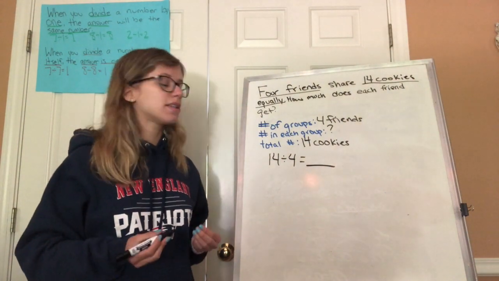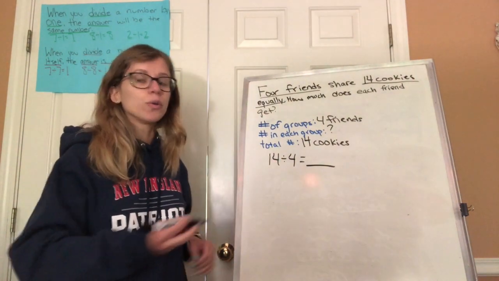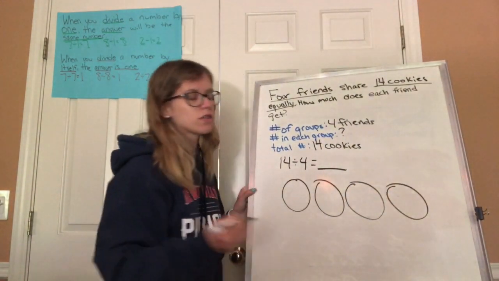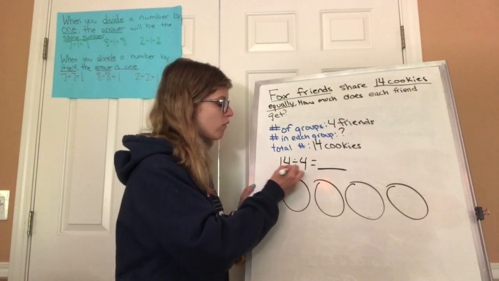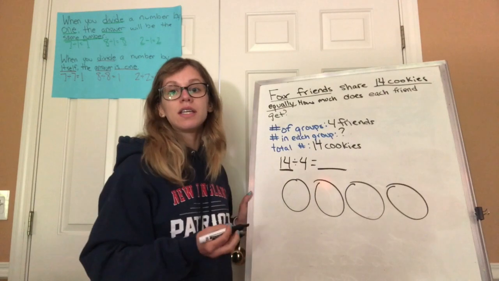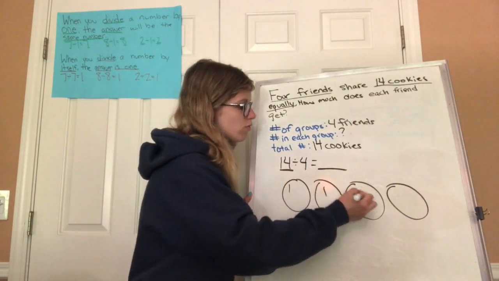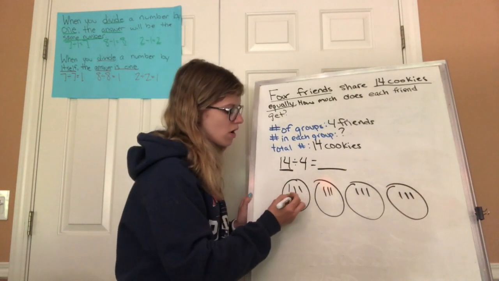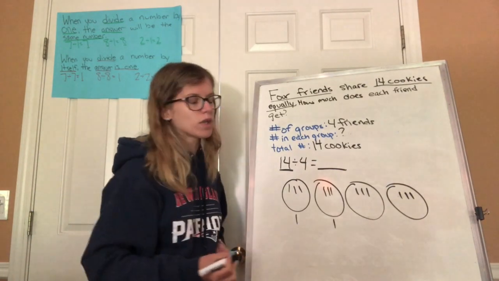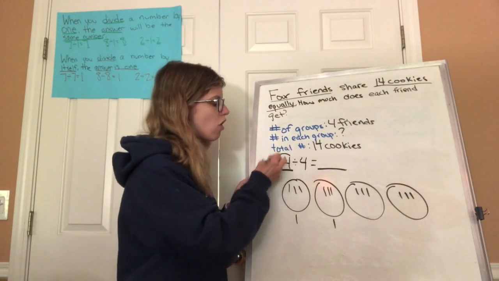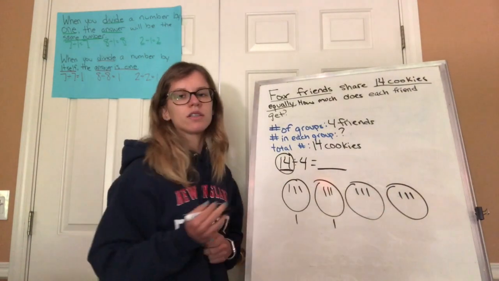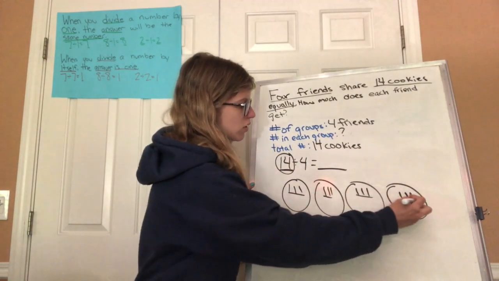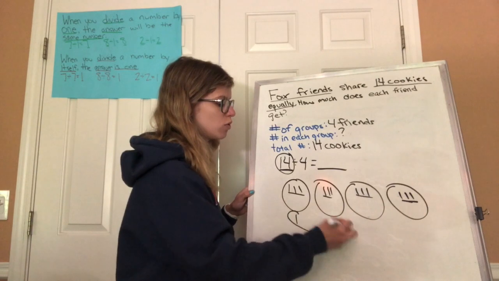So if I was to solve this, I see that I have 4 groups, so I'm going to draw 1, 2, 3, 4 circles or 4 groups. And now I'm going to break up 14 and deal it out equally in each. So if I was to count, I'd go 1, 2, 3, 4, 5, 6, 7, 8, 9, 10, 11, 12. Then 13, 14. I realized that I can't put all 14 equally into the 4 groups. So each person has 3 cookies, and then I have 2 left over.